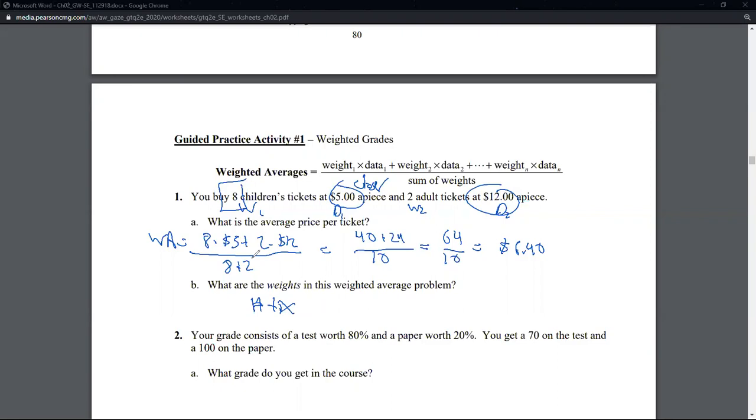Well, I can do the work for A. So for number two has the exact same question. What are the weights? So where can I do that? I'll put it up here. 2B, what are the weights?